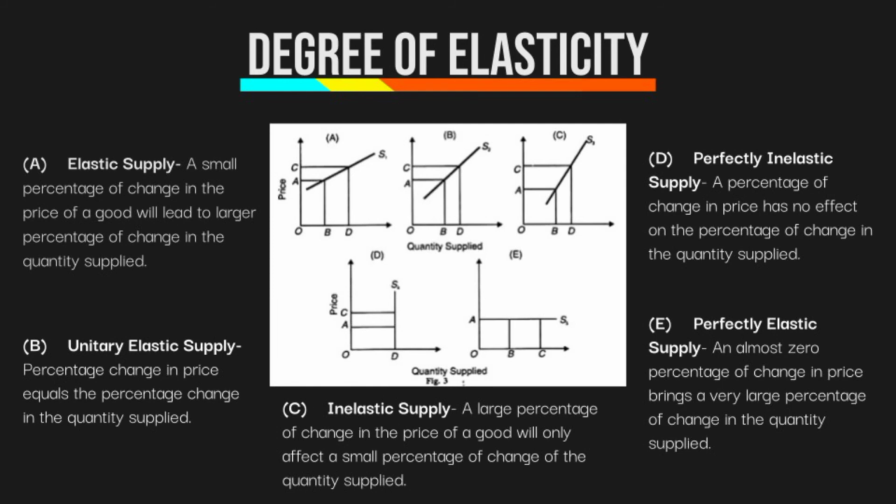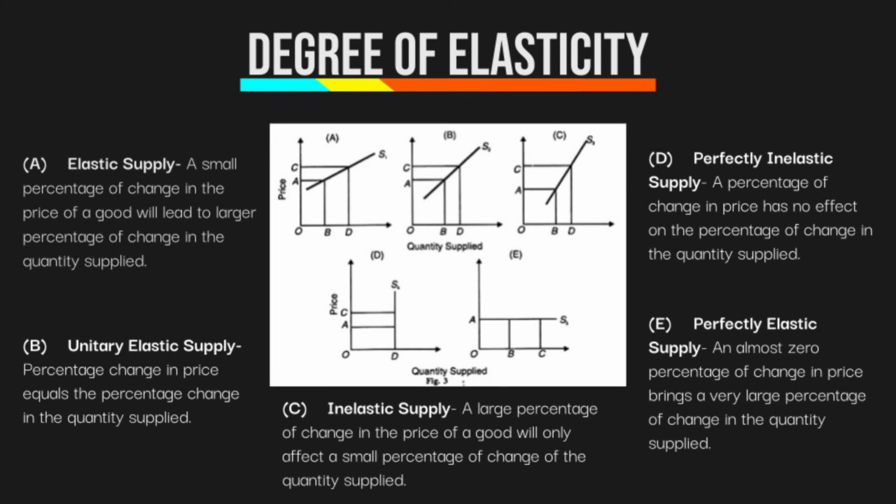According to the diagram, the term for graph A is elastic supply, which is when a small percentage change in price will lead to a large percentage change in the quantity supplied. The term for graph B is unitary elastic supply, which is when a percentage change in price equals the percentage change in the quantity supplied. Next, the term for graph C is inelastic supply, which is when a large percentage change in price will only affect a small percentage of the quantity supplied.